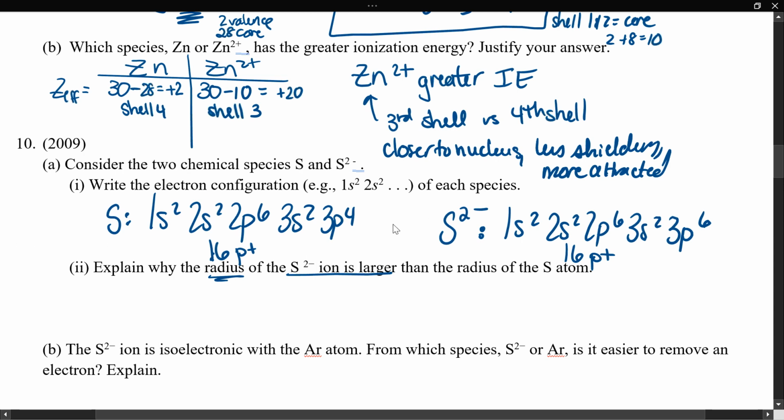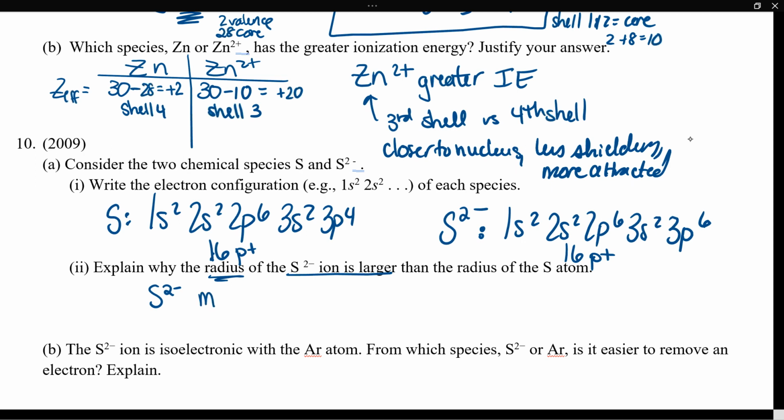So that must be what's causing this difference in radius. And so what we would say is that the S2- ion has more electrons in the 3p, and you've got the same number of protons attracting those in. That's key to be aware of.